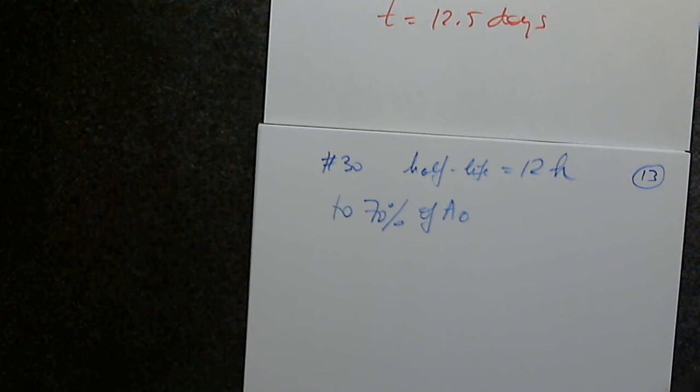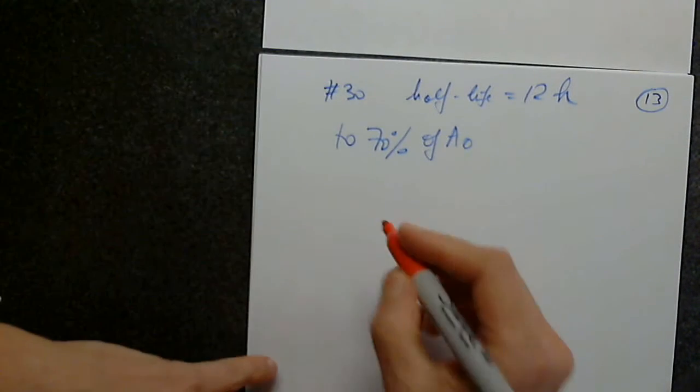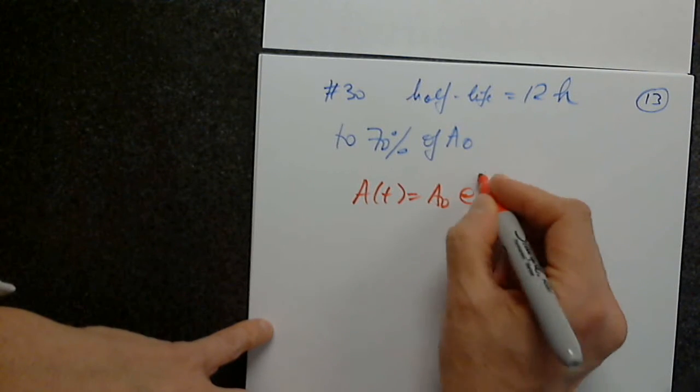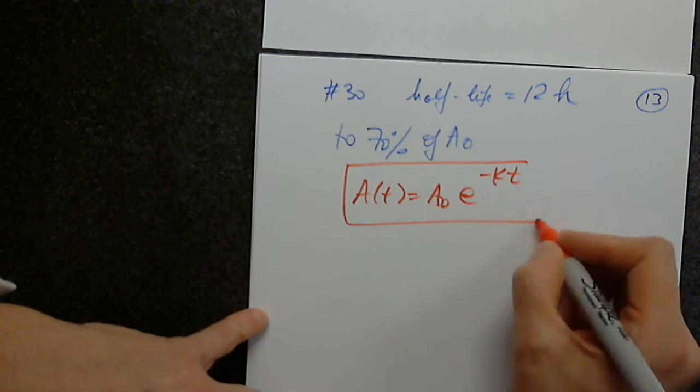So if I take an aspirin right now, it's half of it, in my bloodstream, I still have half of it 12 hours later. The model is not written in this problem, but you will get the model from me. So this is definitely A of t equals A0 times e to negative kt. You don't have to memorize this.